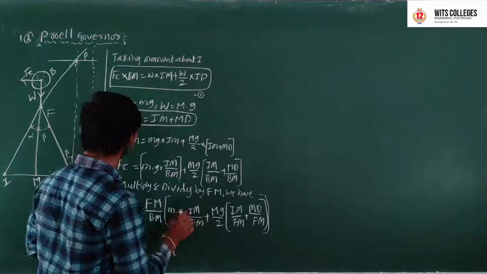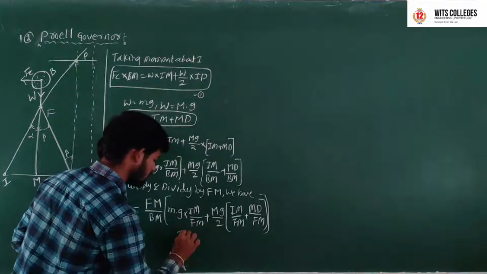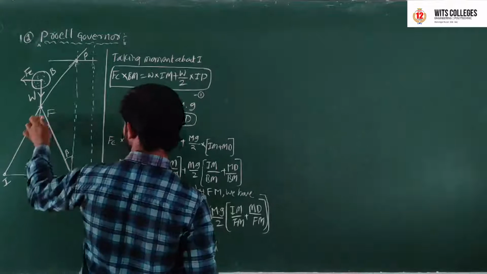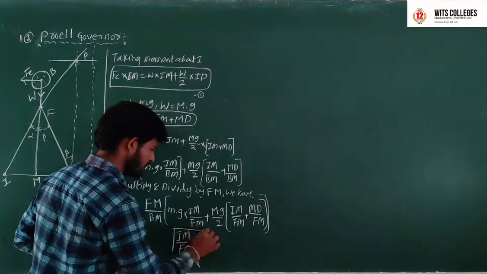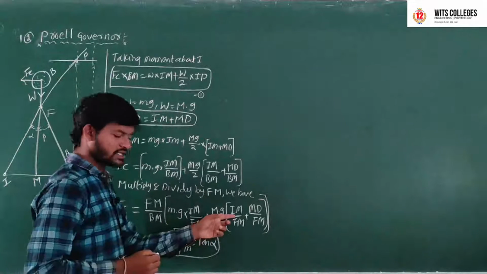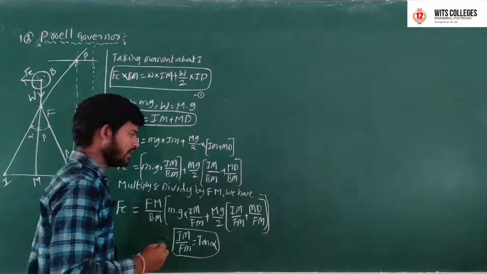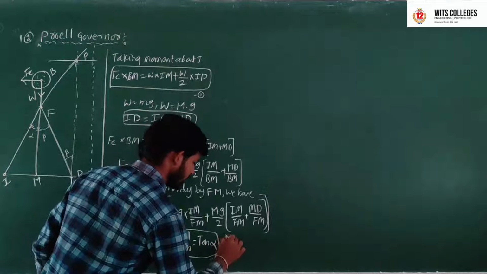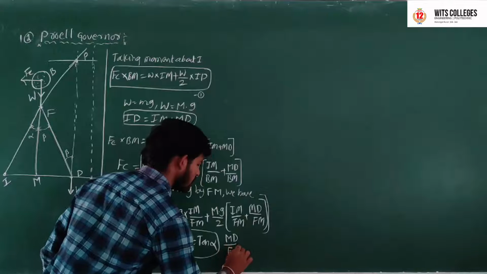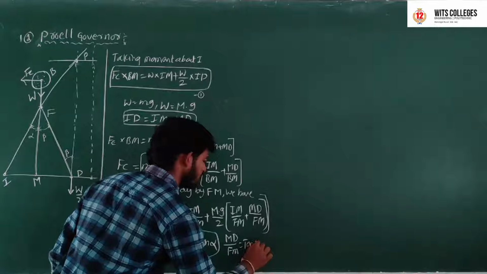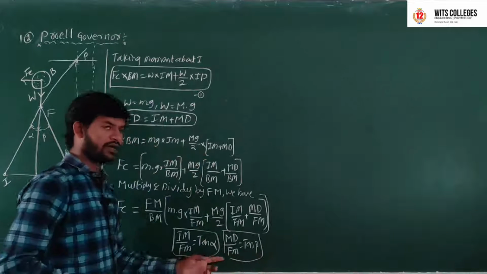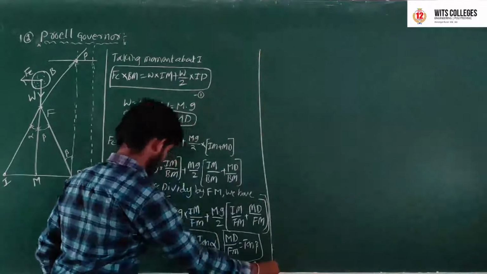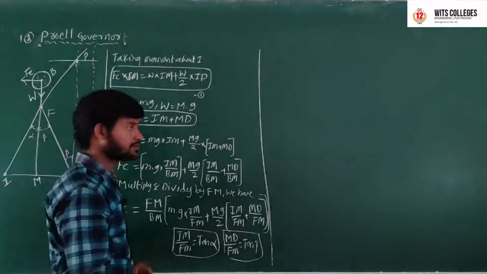Im by Fm equals tan alpha. And next, md by Fm equals tan beta. Here we substitute tan alpha and tan beta in this equation, then we get the value of Fm by Bm.